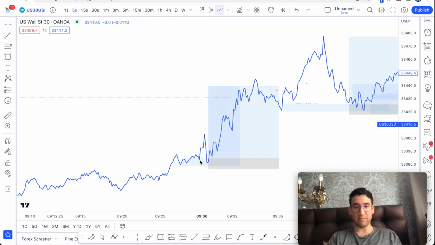I quickly identified my inducement, which is right there. Now I didn't mark it out, but I knew it in hindsight. The reason I didn't mark it out, obviously, is because it's US 30, when it opens, it just flies. So that's my inducement right there. And then we had price mitigate this level.